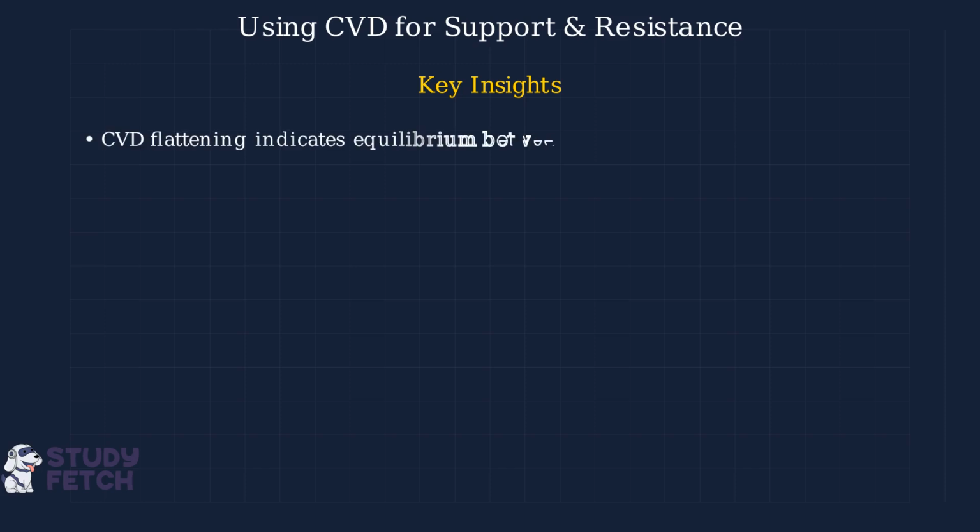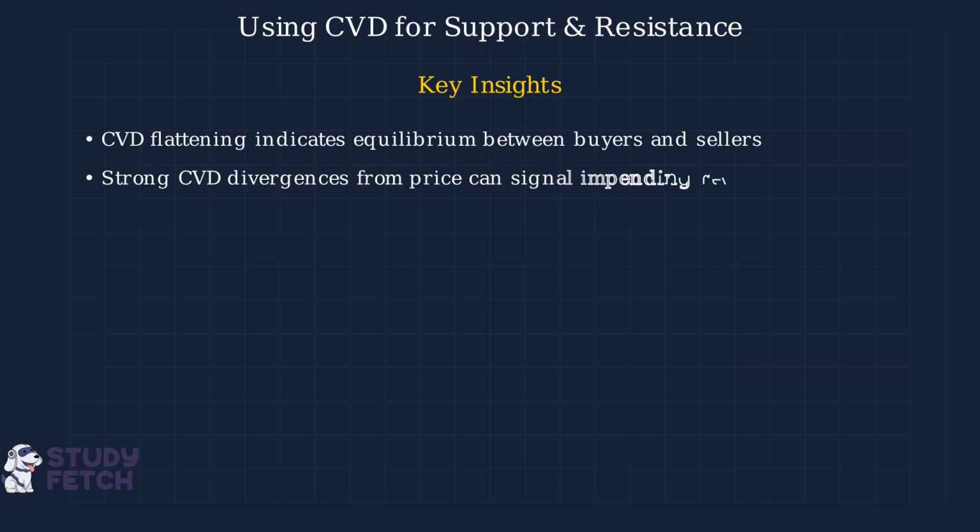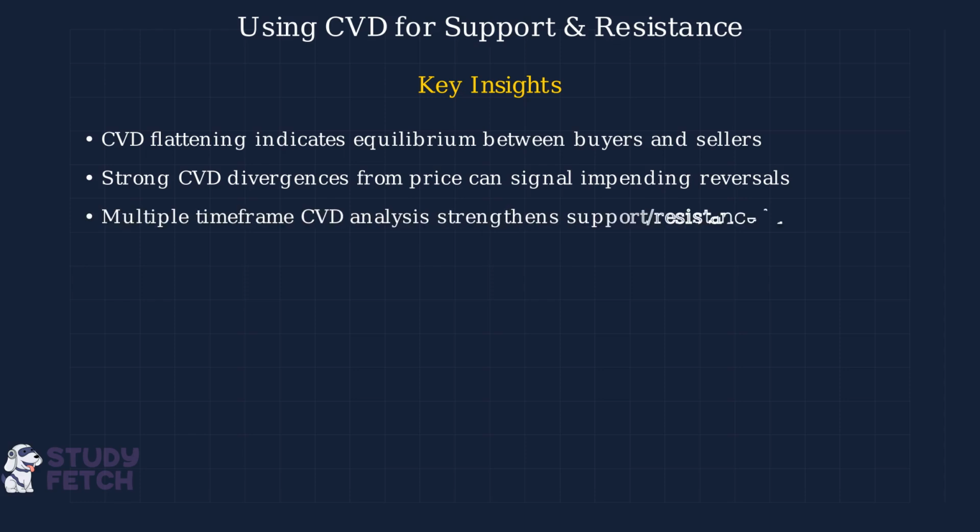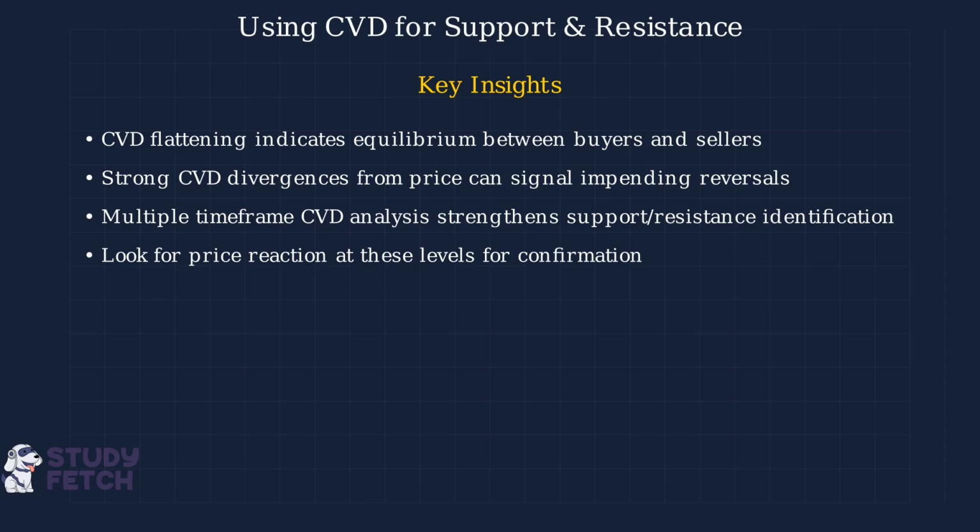When the CVD line flattens, it indicates an equilibrium between buyers and sellers, often signaling potential support or resistance. Strong divergences between CVD and price movement can signal impending reversals at these key levels. Analyzing CVD across multiple timeframes can strengthen your identification of significant support and resistance zones. Always look for price reaction at these levels for confirmation before making trading decisions.